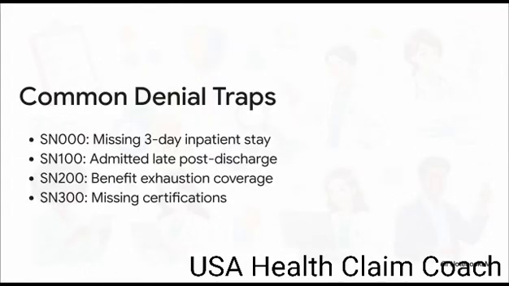Let me rapidly guide you through a few more administrative traps you absolutely need to have on your radar. SN000, that means you didn't prove the strict 3-day qualifying inpatient hospital stay prior to admission. SN100 hits when a patient is admitted more than 30 days after their hospital discharge without a documented predictable need. SN200 is benefit exhaustion, meaning there just simply aren't enough coverage days left for that patient. And the SN300 series? Oh man, that is the absolute nightmare of missing, unsigned, or late certifications and recertifications. These are pure preventable administrative errors that literally cost facilities thousands and thousands of dollars.